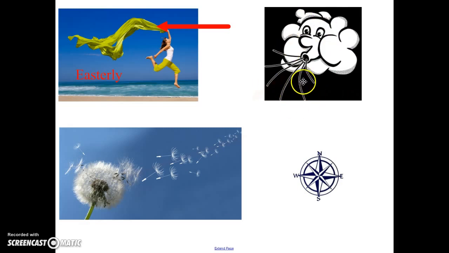In this picture, the wind is blowing out of the cloud. It's blowing towards the southwest, but we name it based on where it's coming from. So this would be a northeasterly wind. It's coming from the northeast, and it's blowing towards the southwest. Now, this last one here, the little pieces of pollen and the seeds from the dandelion are being blown towards the northeast, so the wind must be coming from the southwest.